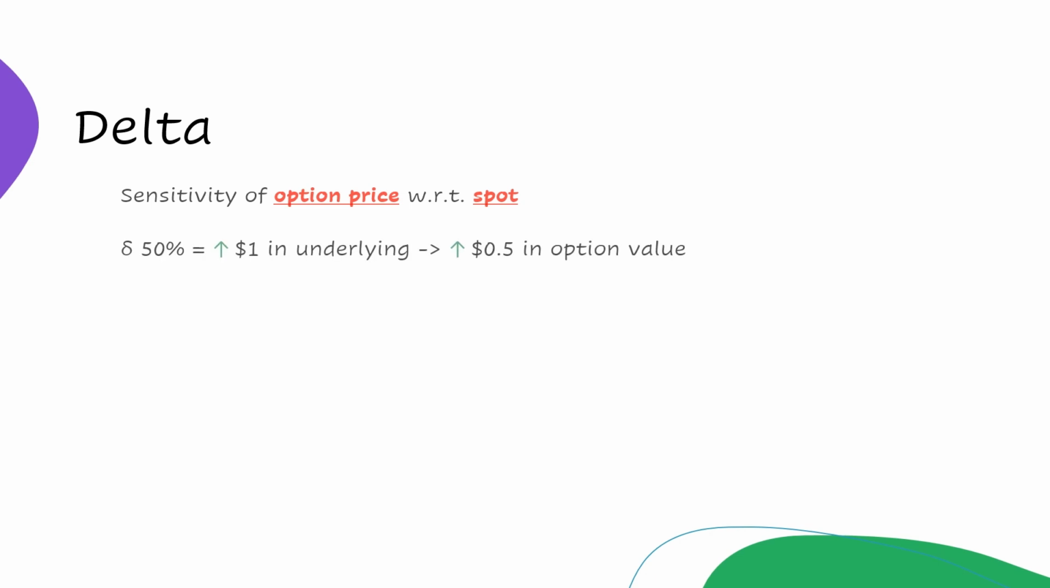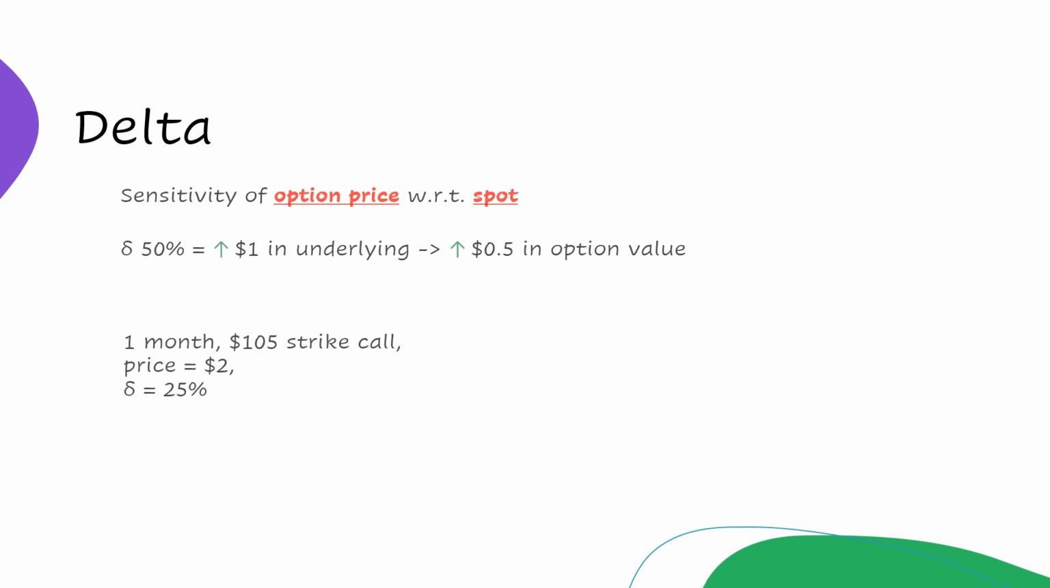First Greek is delta. Delta measures how option price changes with respect to underlying spot change. If an option has 50% delta, that means for $1 increase in underlying price, option price will be increased by $0.5. For example, assume we have a 1-month $105 strike call on Apple.